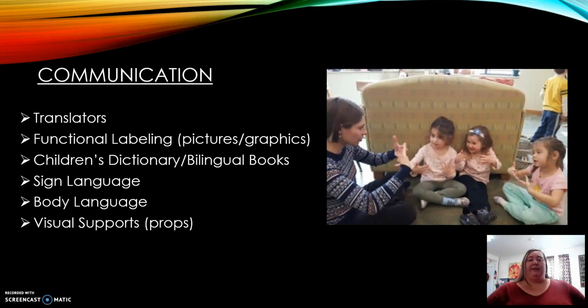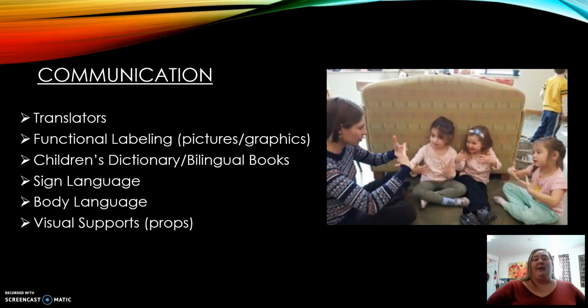Another opportunity that you can use in the early childhood classroom to communicate is sign language. Sign language can help with students who do not understand English. It can also help with students who are unable to talk. There's lots of different books that you can use, such as this one that teaches American Sign Language for children.